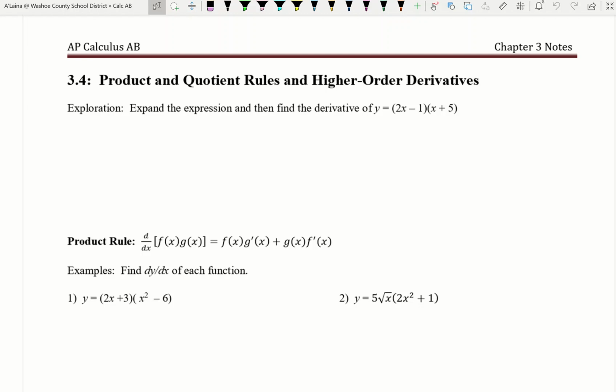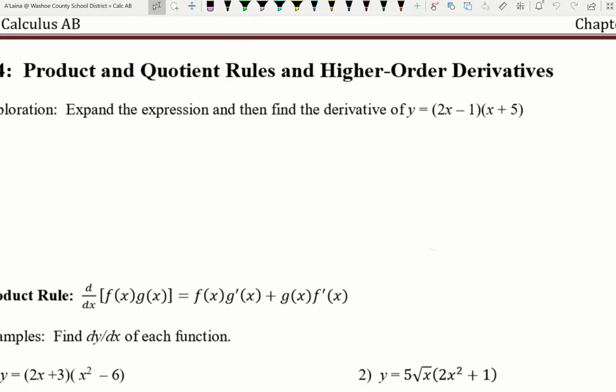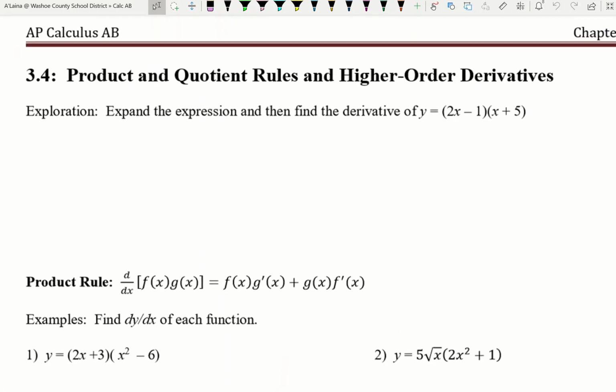One of the keys for the product and the quotient rules, and we're also going to talk about higher order derivatives, is that we want to make sure that we recognize when to use them. If you have two expressions that are being multiplied together, then we're going to use something called the product rule. And if you have two expressions that are being divided, then we're going to use the quotient rule.